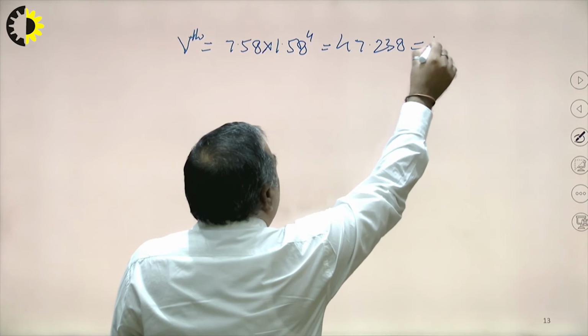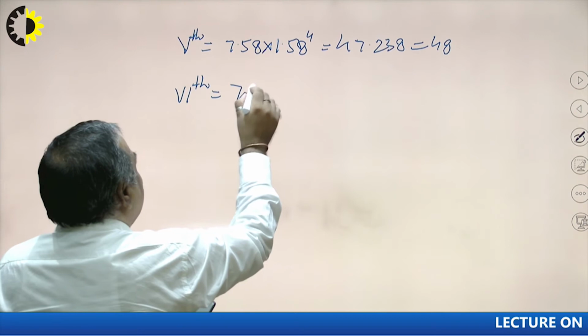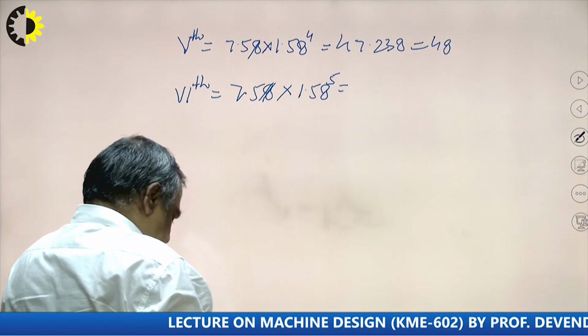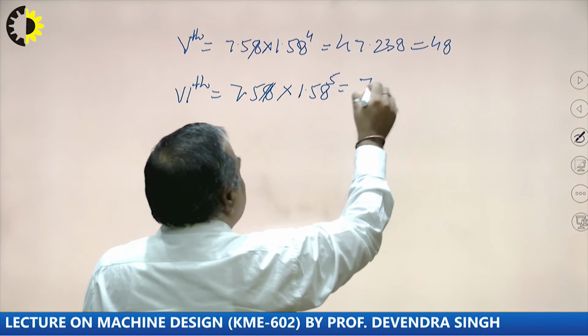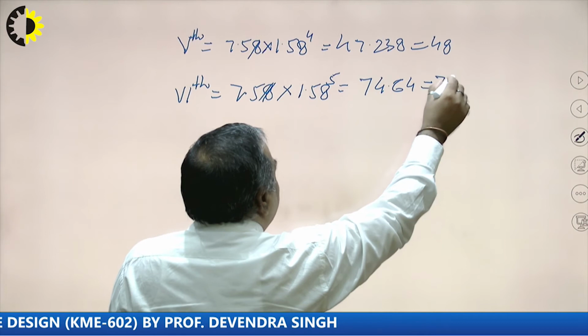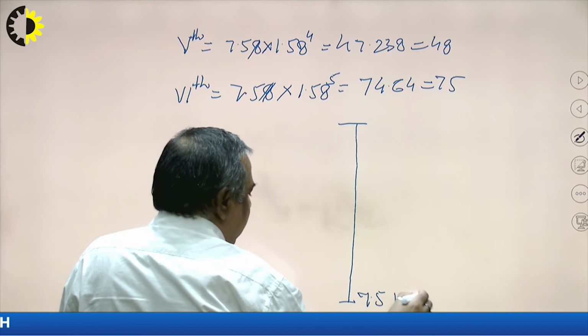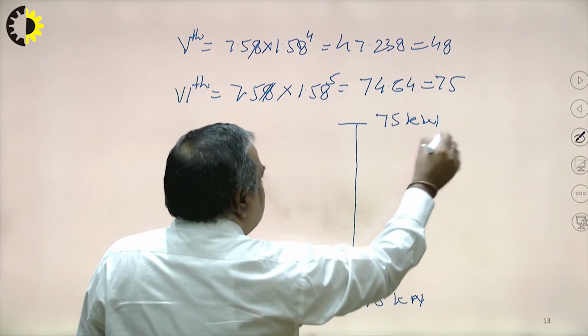Sixth modal is 7.5 multiplied by 1.58 raised to the power 5, that is multiplied by 1.58, so it is 74.64, that is 75. So in fact here, this is exactly fixed. You have started with 7.5 kilowatt here and you are getting the 75 kilowatt here. With here you have fixed the 6 modules, right.